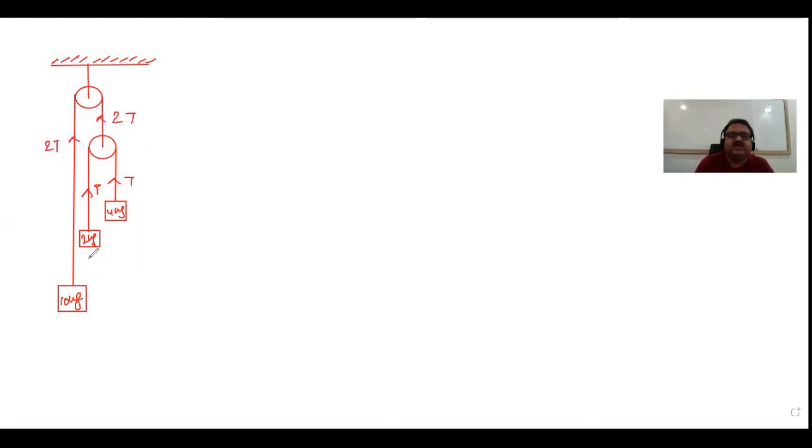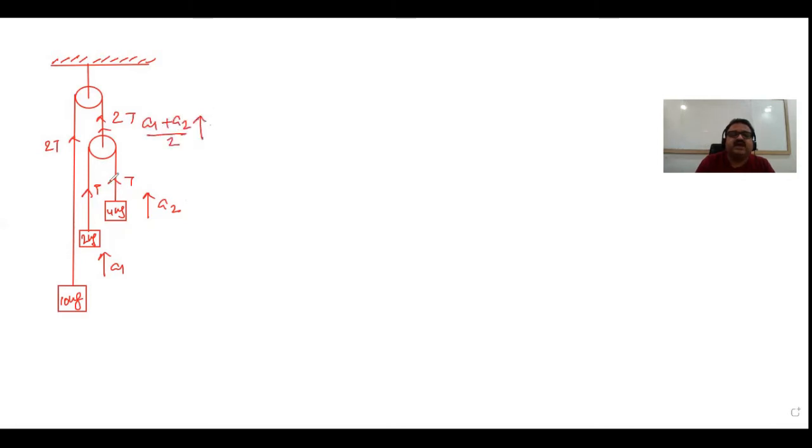Assuming for a moment, this is moving up with an acceleration A1 and this is moving up with an acceleration A2. Why am I taking both as moving up? Because in this system, with the 6 kg and this 10 kg, this mass will go down and the other mass system will go up. Now what will happen? What will be the acceleration of this pulley? Acceleration of this pulley will be (A1 plus A2) divided by 2.